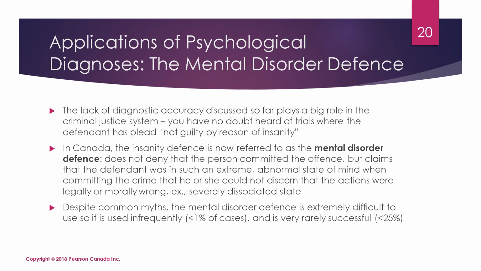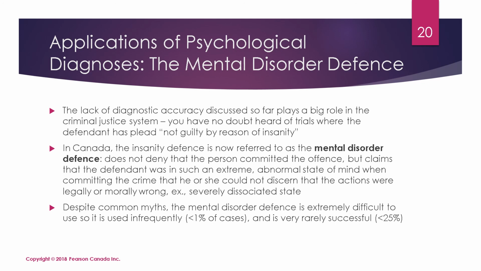So for example, if they were in a severely dissociated state, if they were having hallucinations or certain delusions, it might cause them to literally not realize that what they were doing is wrong. So despite common myths, because a lot of people say, oh, that's just letting people get away with crimes, the mental disorder defense is extremely difficult to use and use successfully. So it is used infrequently, in less than 1% of cases people even bother to try to use this defense, and it is very rarely successful, less than 25% of the time.